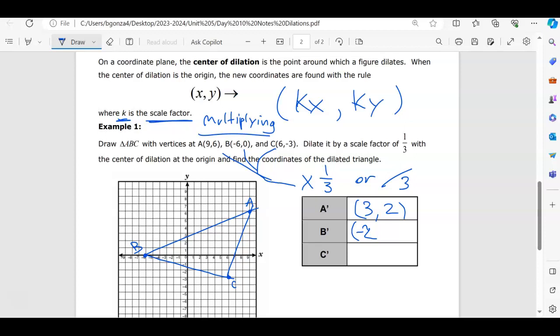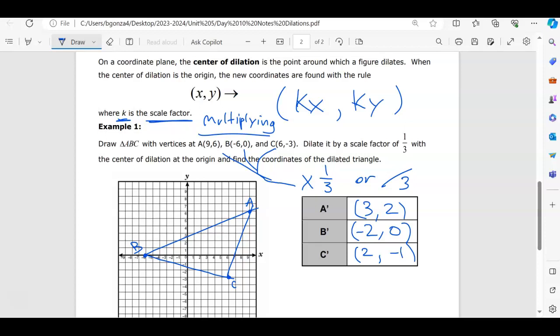0 divided by 3 is still 0. Okay, 6, negative 3. 6 divided by 3 is 2. Negative 3 divided by 3 is negative 1. Okay? I'm going to trust that y'all can actually divide numbers by 3. Put it in the calculator. Don't need it. Now, can you plot those new points and connect them?